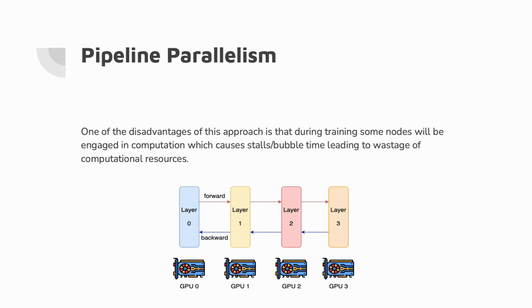One of the disadvantages of this pipeline parallelism is that during training some nodes will be idle instead of engaged in computation, which causes stalls and bubble time, leading to the wastage of computation resources. It is similar to what we have learned in our class about pipeline stalling.